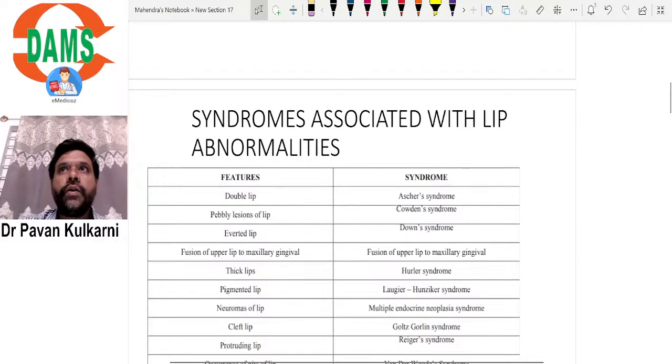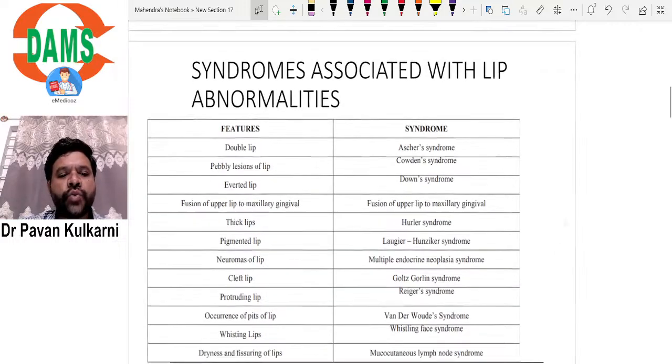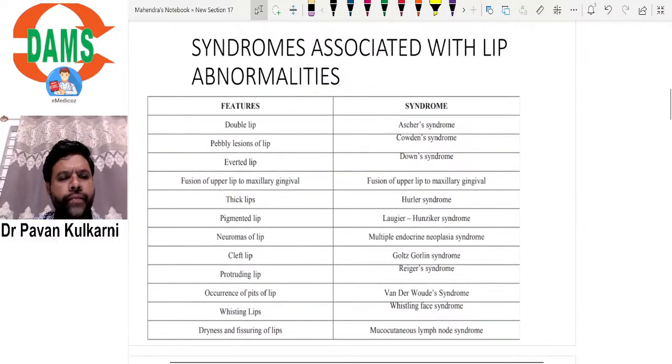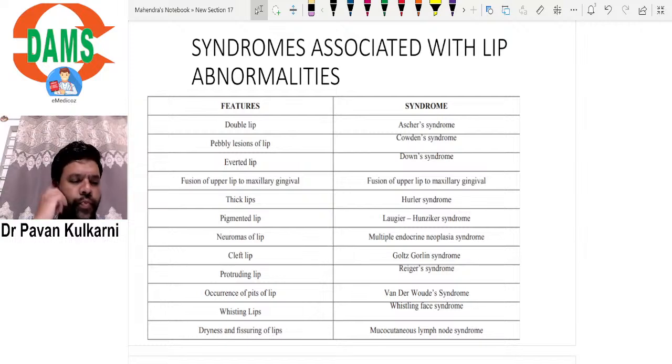Basically, in this, we are going to see syndromes associated with certain abnormalities, lip abnormalities particularly. What are the syndromes? In this session, I'm just going to give you an overview, syndrome and the main feature. In the next part, we are going to cover the important findings. So in this session, we are going to just see what is a syndrome and what is a finding.